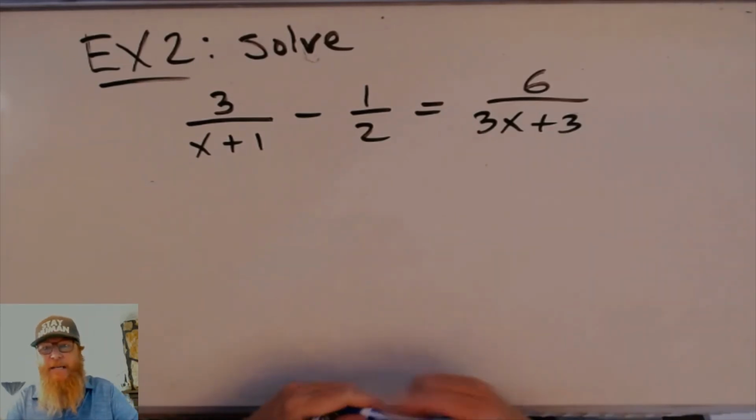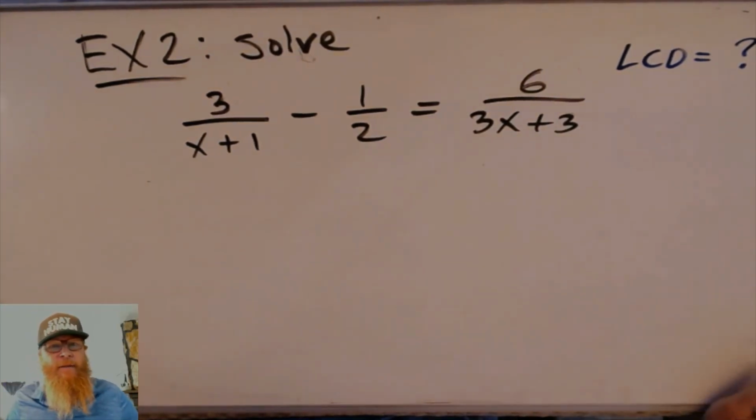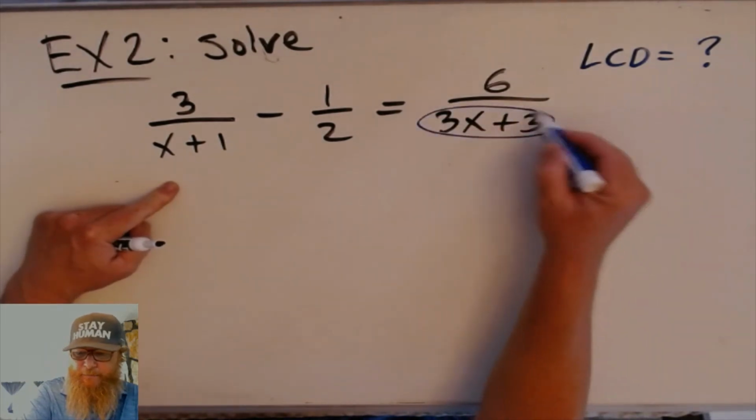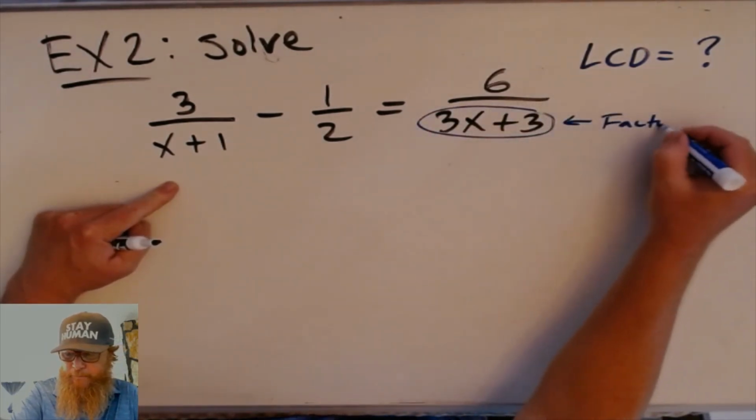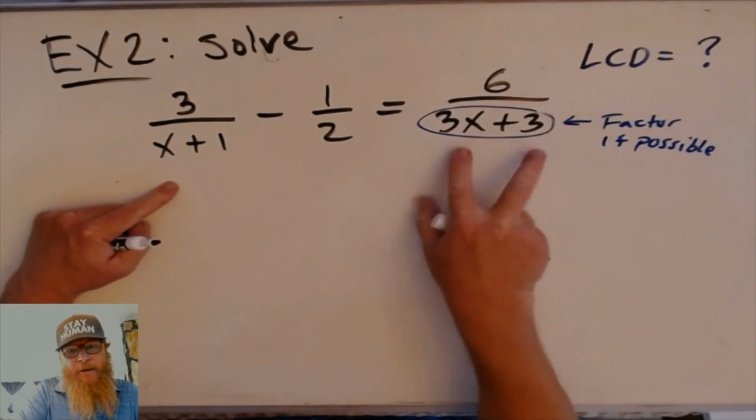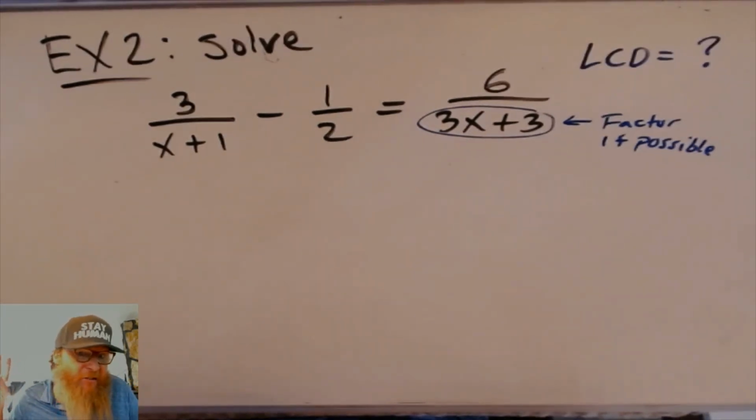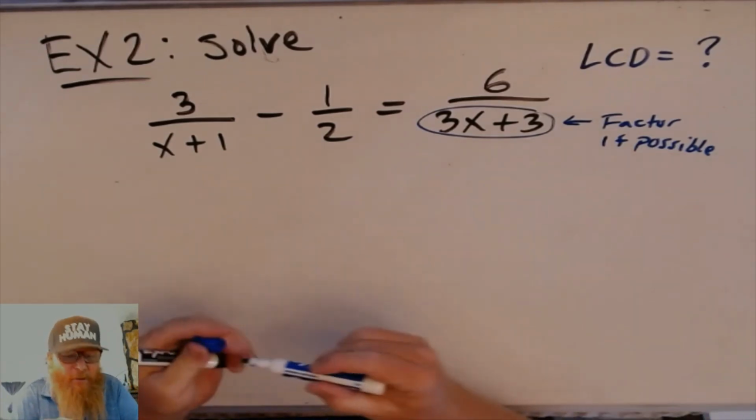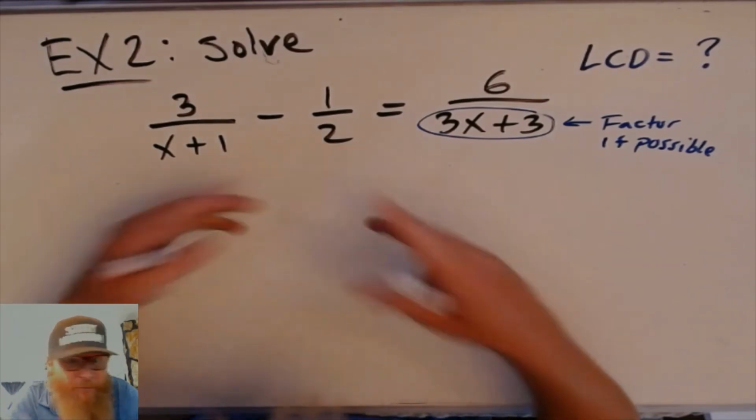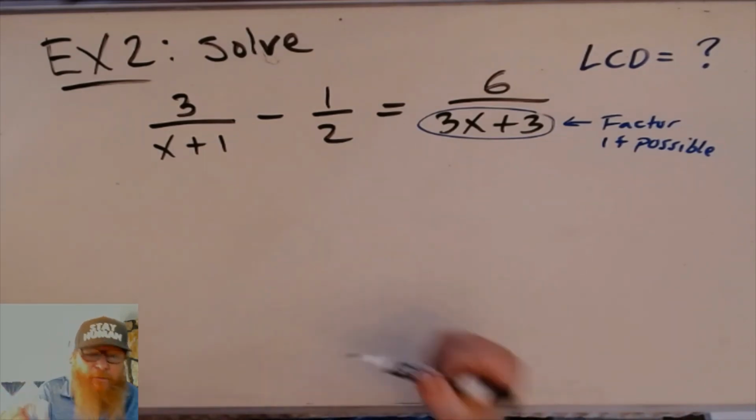Okay, so the same idea. We want to find the LCD. Okay, so the LCD, we're going to factor this if possible. Whatever denominator looks factorable, that's the one you want to try to factor. Sometimes none of them are factorable. That might happen. That's why I always say if possible. For example, x plus 1, you can't factor x plus 1. 2, you can't really factor 2. I mean, other than the trivial factoring of 1 times 2, which really doesn't count.